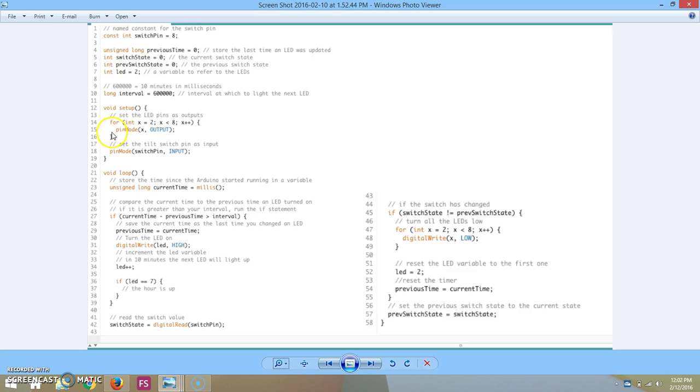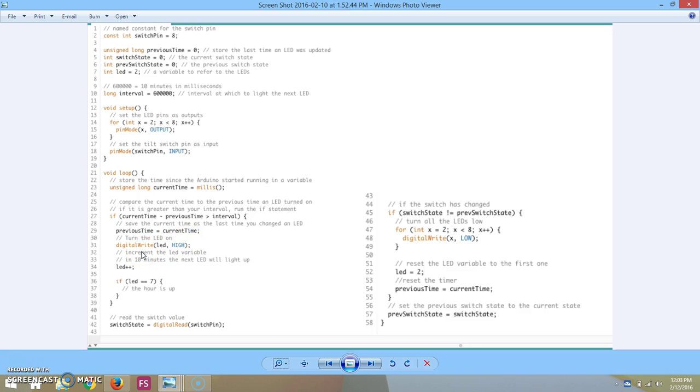So for our setup, we're going to have our outputs from number 2 to 7, which are our LEDs, and number 8 being the tilt switch. The tilt switch is an input, not an output. For the loop, we're going to start off comparing both the previous state and the current time to show where the tilt switch will be at and when the LEDs need to turn on.